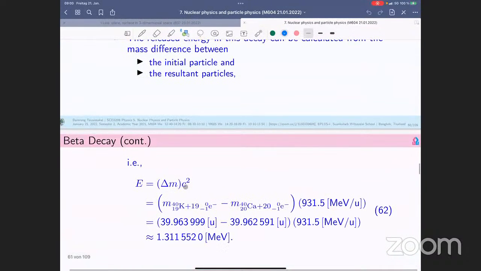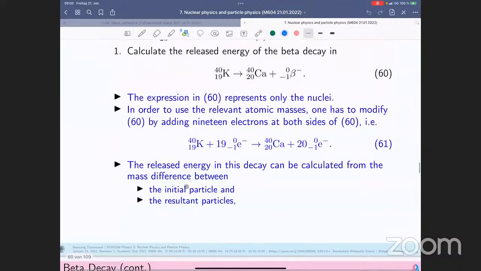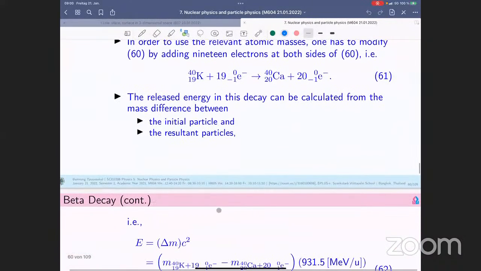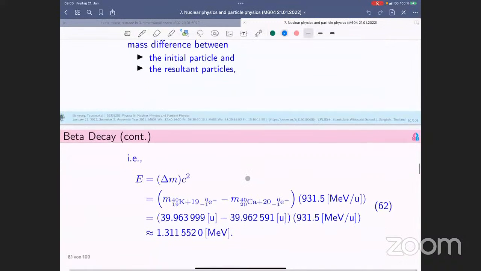Okay, that's the energy you can get from the beta minus released process. Then an electron is the outcome, the product from this process. All right, let's move to the next one.